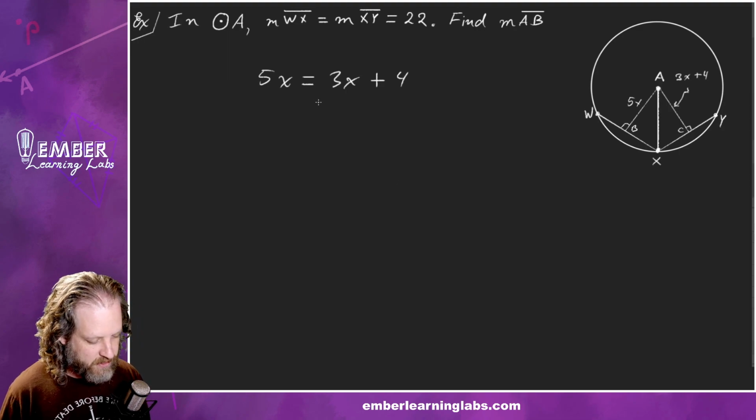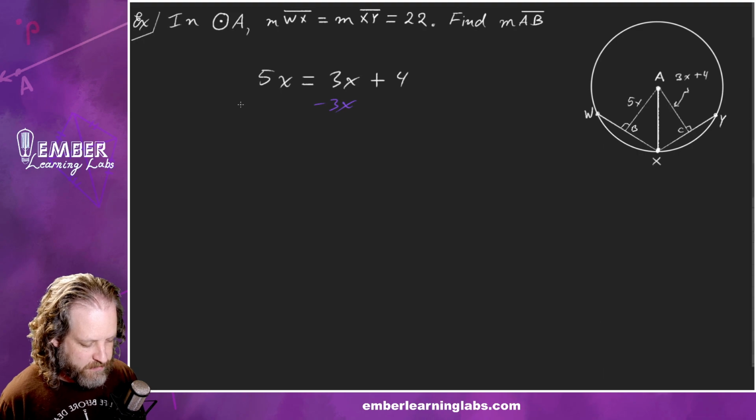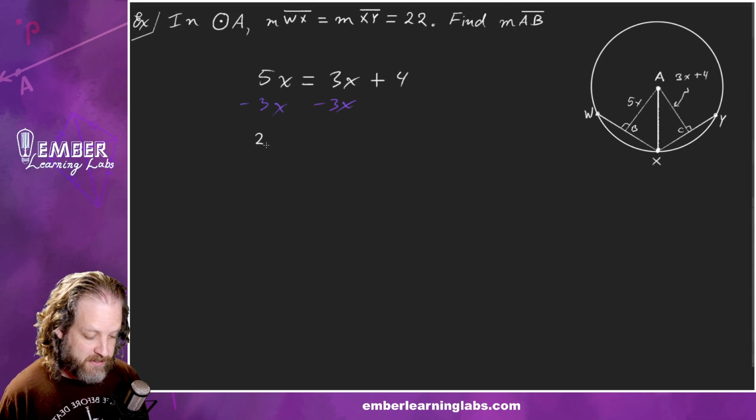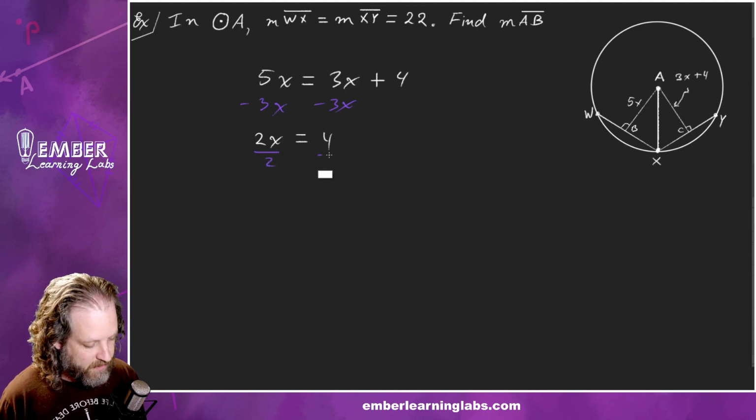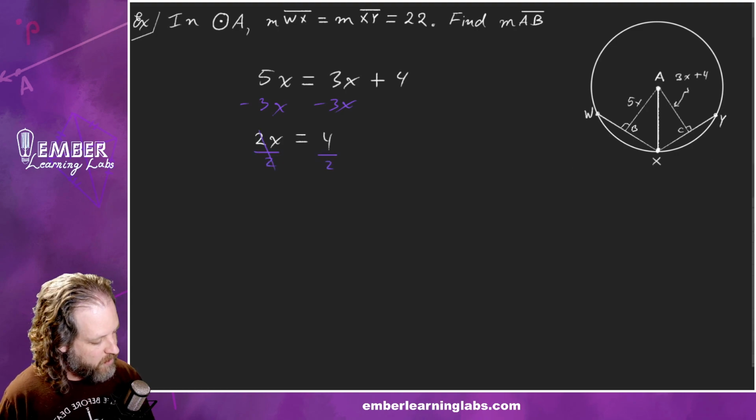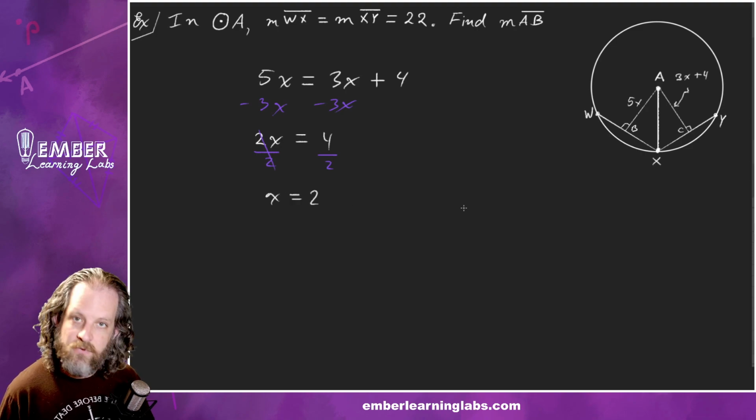No big deal. We're going to subtract 3x from both sides, minus 3x, minus 3x. 5x minus 3x is 2x equals, and bring down our 4. How are we going to get rid of that 2? It's multiplied, so we divide to get rid of it. So x equals 2. No big deal.